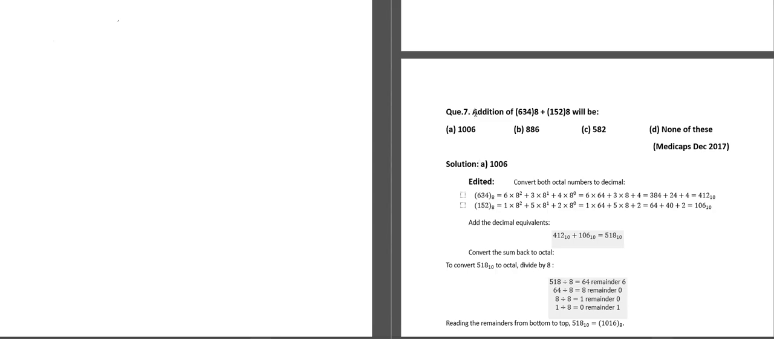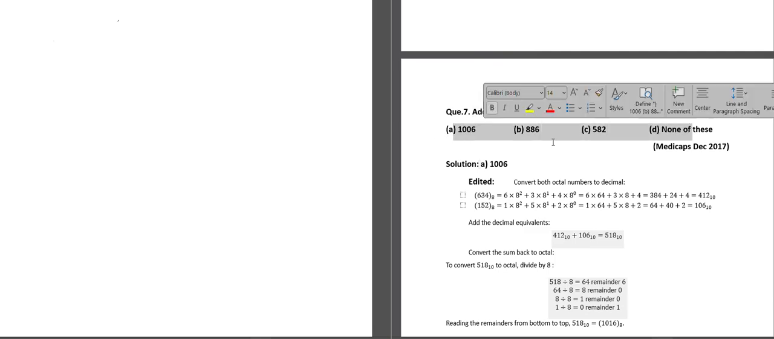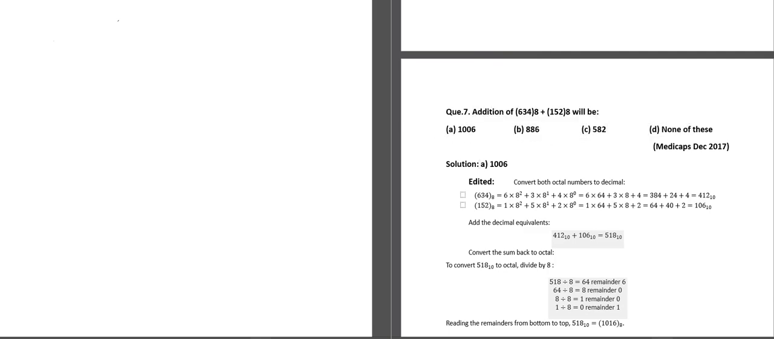In this question, we are asked to find out the addition of 634 with a base of 8 plus 152 with a base of 8. And these are the four options which are given to us. So let us start with the solution.